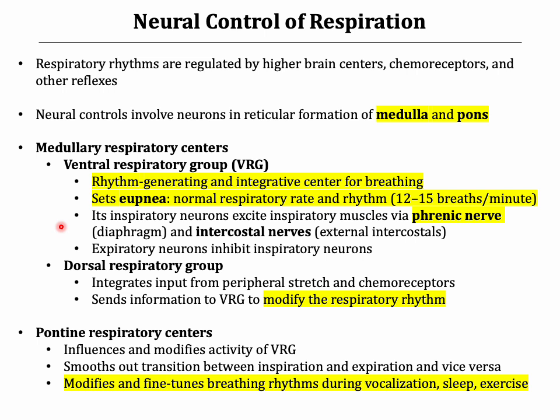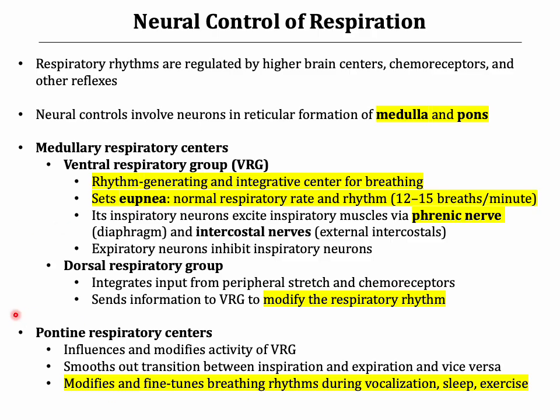Versus the dorsal respiratory group is more involved with modifying the respiratory rhythm due to input from peripheral stretch receptors and chemoreceptors. So when we change our body activity, maybe we start to jog or do some physical exercise, this dorsal group is going to be stimulated and it's going to accommodate for that change in body activity.